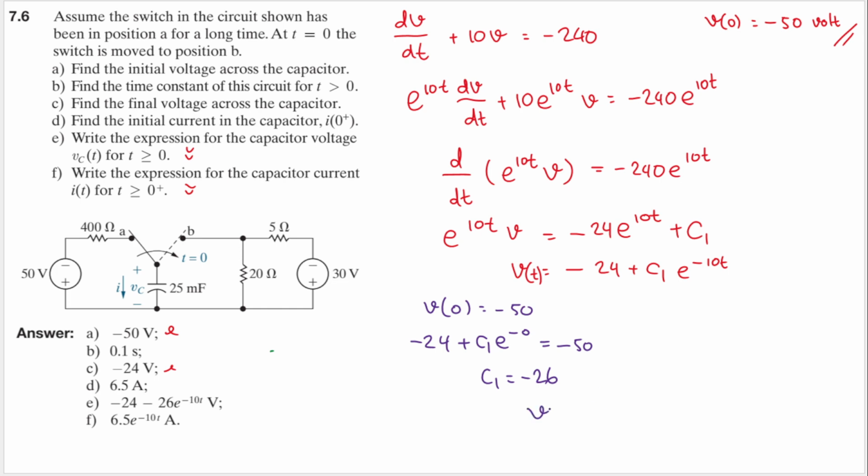So we will have v(t), let's just use red again. So we will have v(t) is equal to minus 24, c1 is minus 26, and then we will have e to the minus 10t. Okay, and this is the answer for question E. Right? That is the answer for question E. And I think we can do that for question F, which asks about i(t). Okay, let's clean up the slide first.